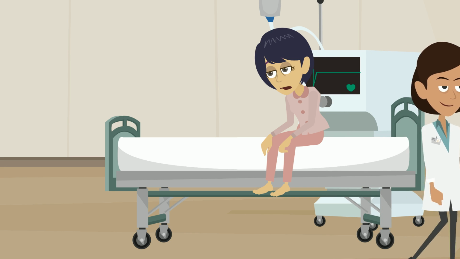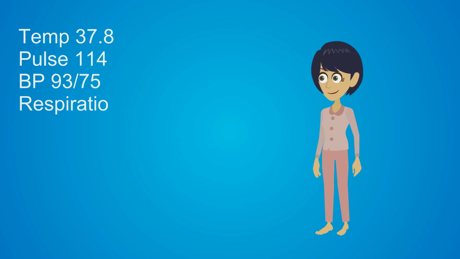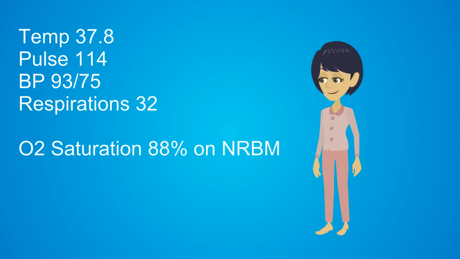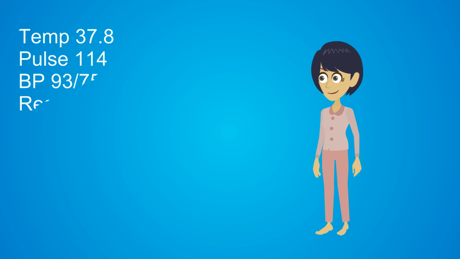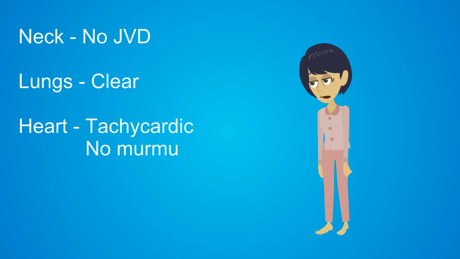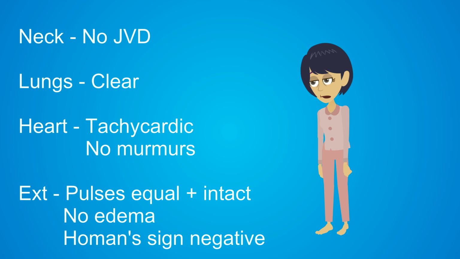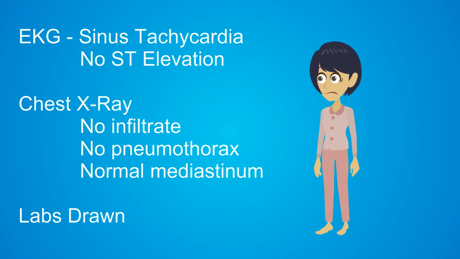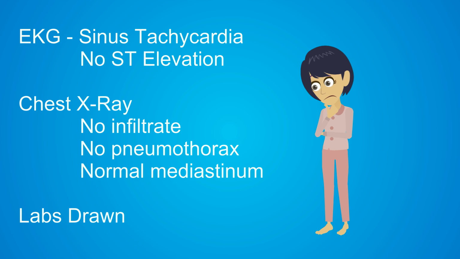Let's go and discuss the exam findings. Your patient has a temperature of 37.8 degrees Celsius, a pulse of 114 beats per minute, a respiratory rate of 32 breaths per minute, a blood pressure of 93/75, and has an oxygen saturation of 80% on a non-rebreather mask. Examination of the patient's neck shows no JVD. Cardiovascular exam shows tachycardia without murmurs. Lungs are clear to auscultation. Lower extremities show good pulses with a negative Homan sign bilaterally. Initial testing with an EKG shows sinus tachycardia without ST elevation, and a chest X-ray is unremarkable.